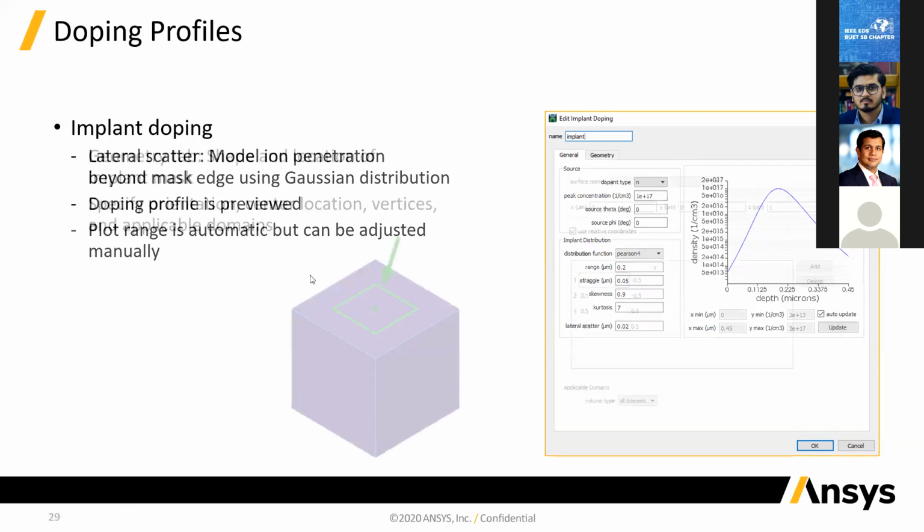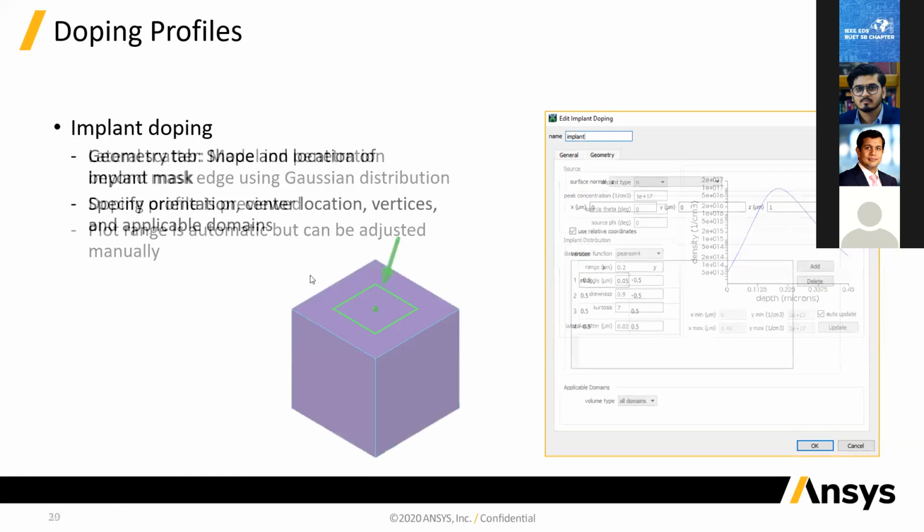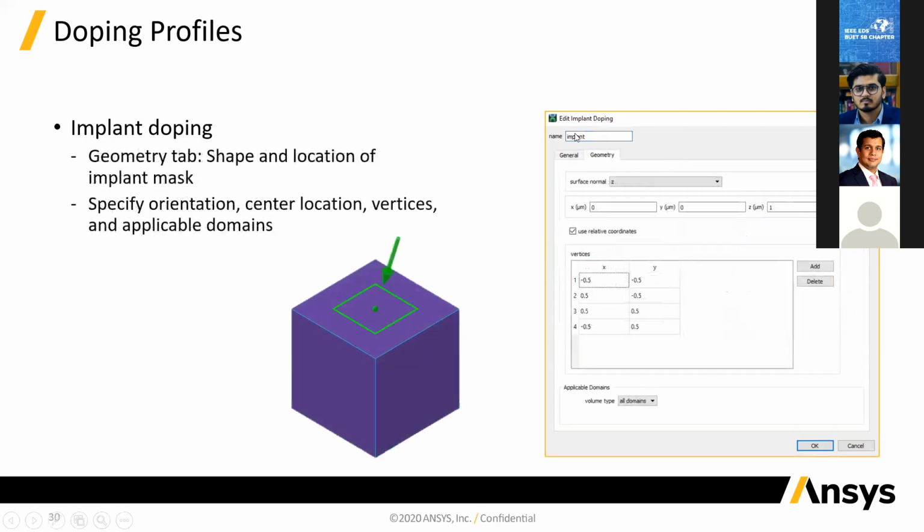So this shows the geometry tab for your implant doping object. And as I mentioned, here using these coordinates, you can define the mask opening. And then using these XYZ coordinates, you can choose where that mask is located, like how high up from your geometry the mask opening is located.